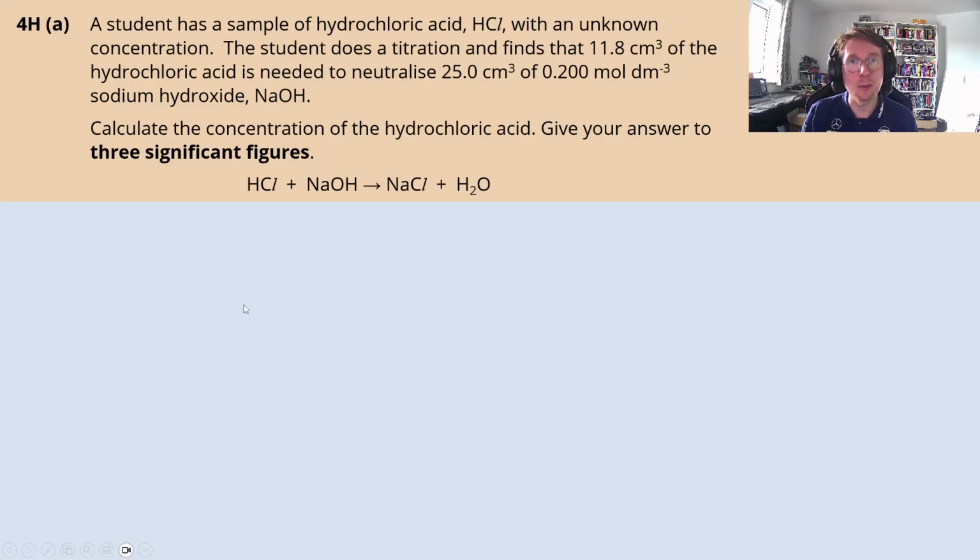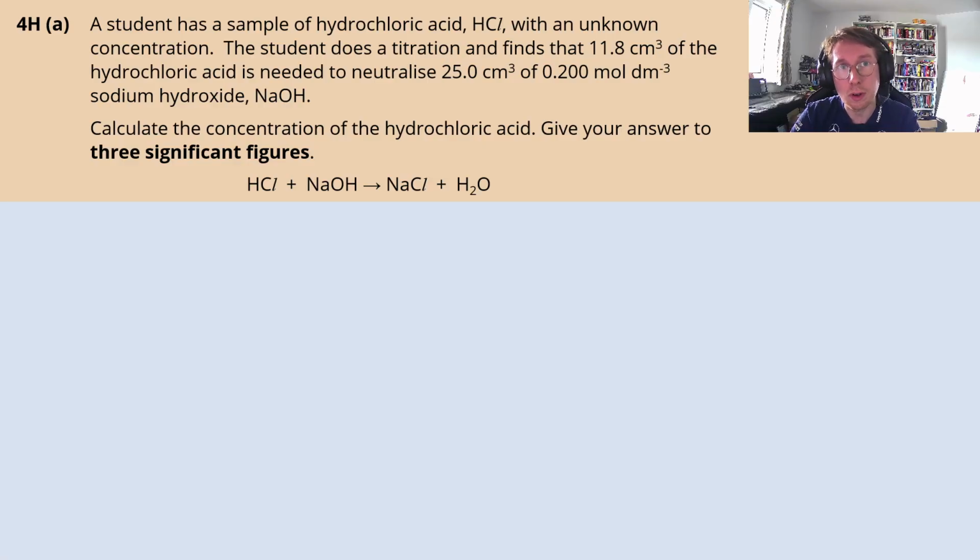Would it be chemistry without titrations? Probably not. So we need to know how to do calculations related to titrations. Now, what is the point of a titration? Well, it depends on what you're looking at. It could be to make a soluble salt, but it could be, in this case, to identify the concentration of an acid or an alkali.